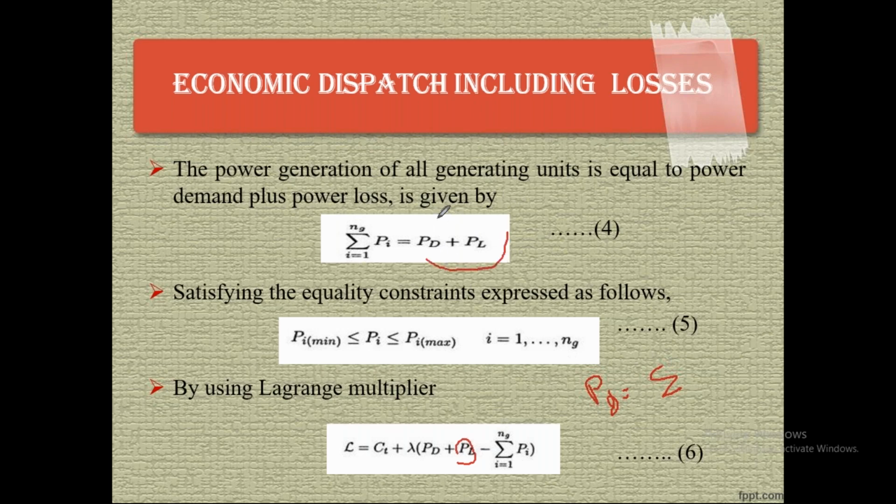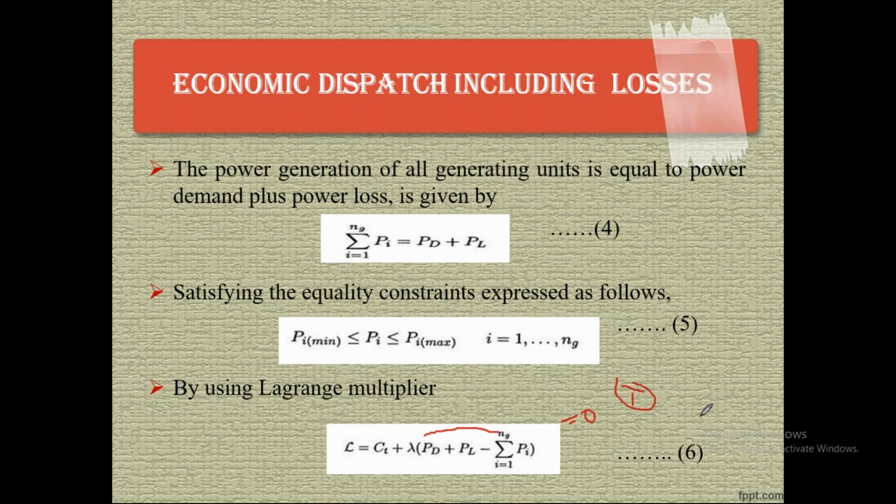Now from this equation, it will be equal to Pd plus Pl, and the total equation we get from the Lagrange multiplier: L equals Ct plus lambda into (Pd plus Pl minus the generation). This term is completely called the energy balance equation. While doing the problem, you should satisfy this equation, and it should equal 0. Only then is your assumed lambda value correct.